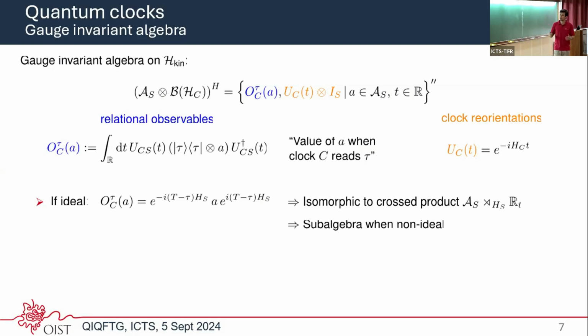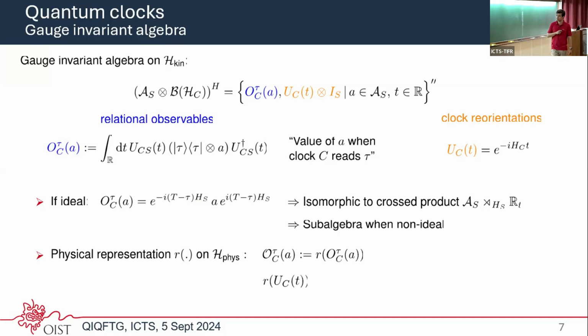Now, if the clock is not ideal, then we are rather dealing with a subalgebra. But the subalgebra can be formed from conjugation by a projection operator, which is itself an element of this algebra. So we know that it will also be a type 2 algebra, just like in the ideal case. And just for completeness, because this whole construction acts on the kinematical Hilbert space, you also need to define some physical representation to push these operators to operators on the physical Hilbert space. We will just call this R.